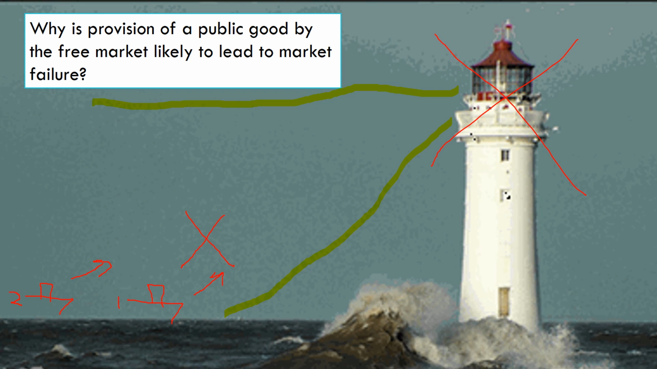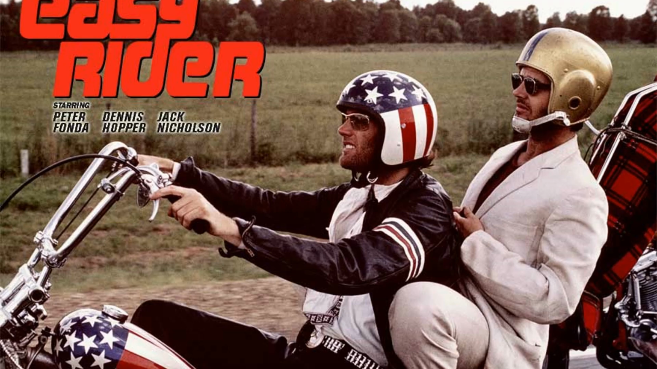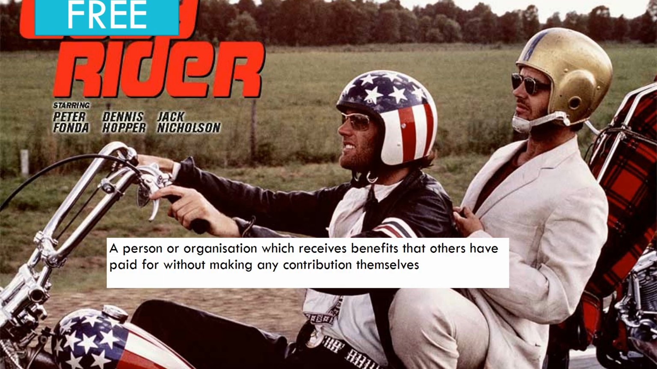So often for public goods, we'll say that if it was left to the free market, the service wouldn't be provided because people can easily free ride off the payments of other people in society. And we call this problem not the easy rider problem, but the free rider problem. A free rider is a person or an organization which receives the benefits that others have paid for without making any contribution themselves. This is an important definition, so let's make sure that we have this one down in our notes. A free rider, someone who benefits, who doesn't contribute towards the service.